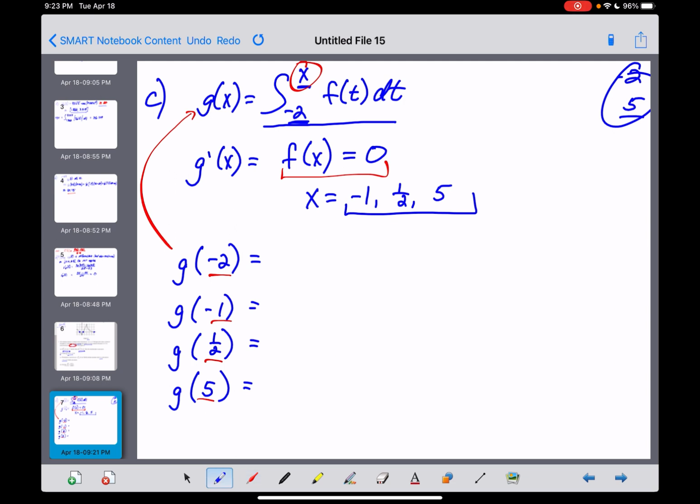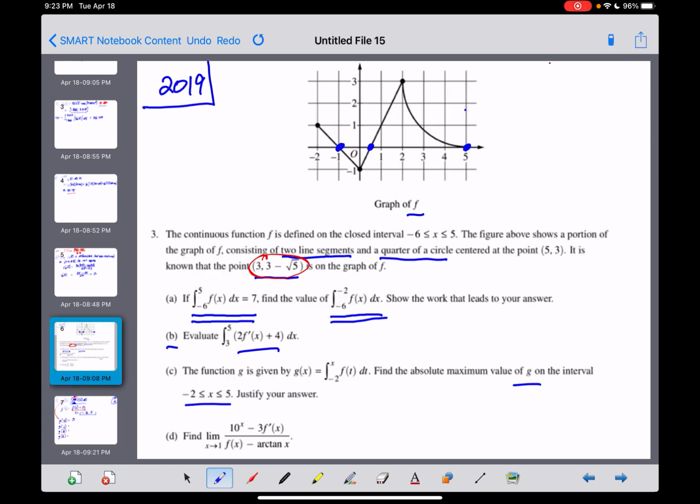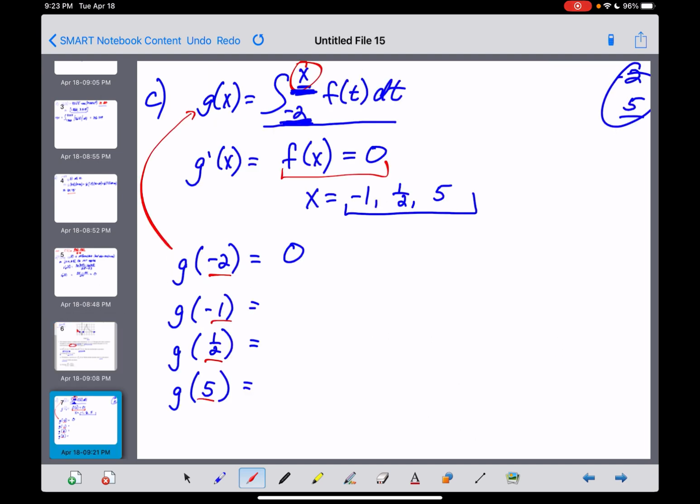And the first one's nice and easy, negative 2. So a definite integral from negative 2 to another negative 2 is guaranteed to equal 0. Not too bad. Okay, the second one, the integral from negative 2 to negative 1 of this function right here. So from negative 2 to negative 1, we're talking about that region right over there. The area of that triangle is going to be 1/2. So that's the value that we came up with for g of negative 1.